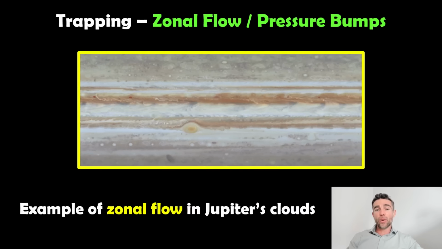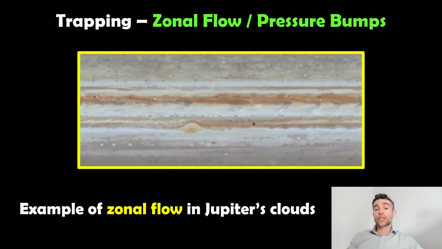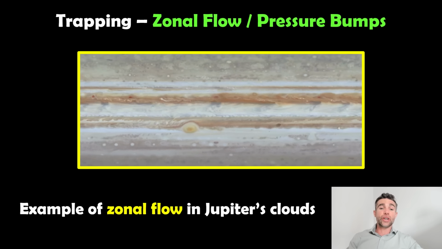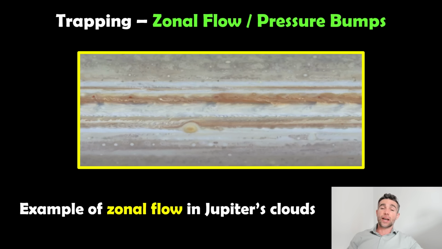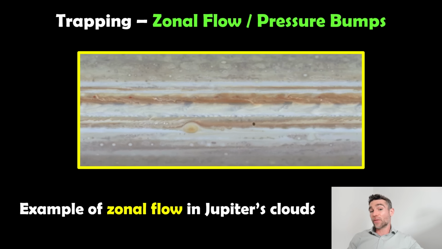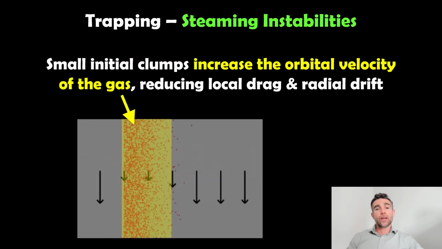And here's an example of zonal flow in Jupiter's cloud structure. And you can see actually that you've got different flows there. And if this was a gaseous disk where these planets are forming, you'd get the trapping in between those different zonal flows. Now, the last one is streaming instabilities.